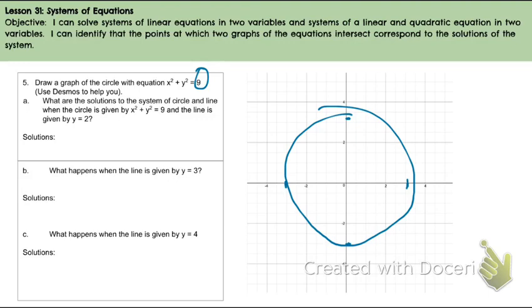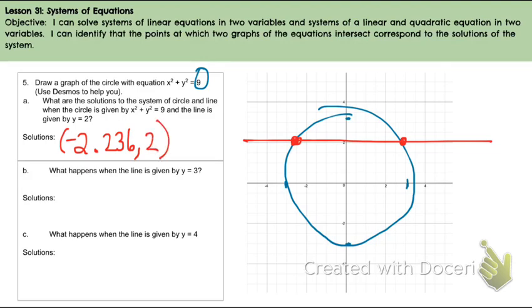So question A says, what are the solutions to the system of circle and line when the circle is given by x squared plus y squared equals 9 and the line is given by y equals 2? So what that means is right here, the y value is 2. So no matter what x is, y equals 2. So if you look on Desmos and you click on those spots, you should get solutions at negative 2.236 for your x value, 2 for your y, because y is always 2 no matter what x is, and the same thing, 2.236, but positive, and y is 2.